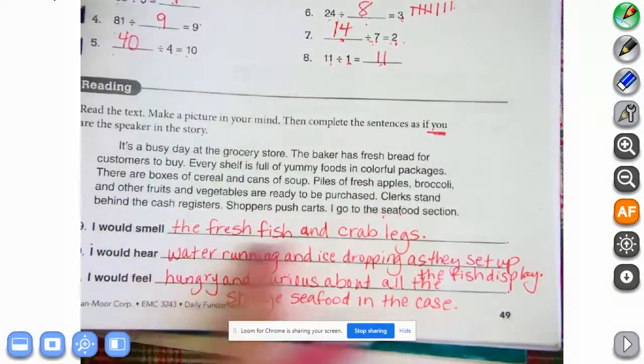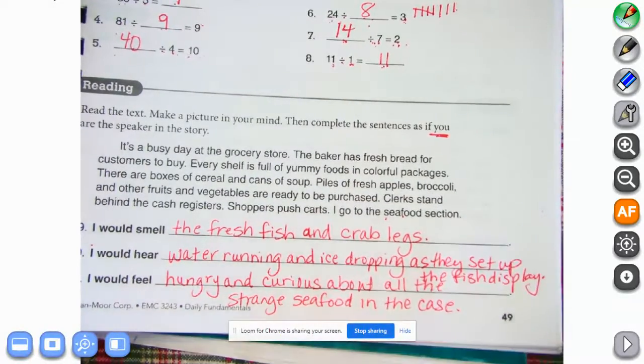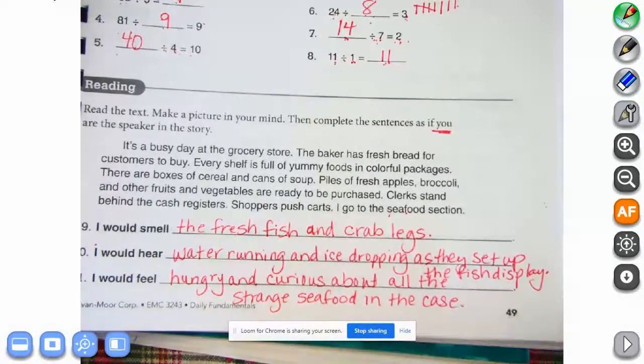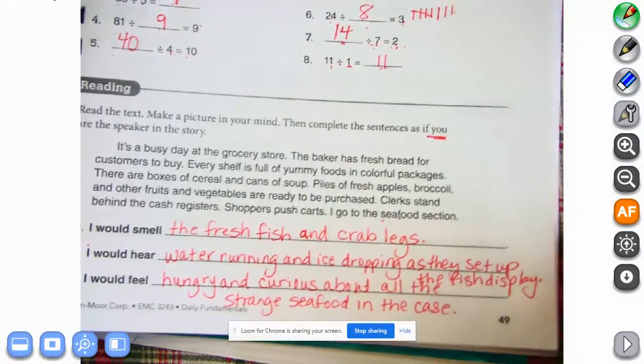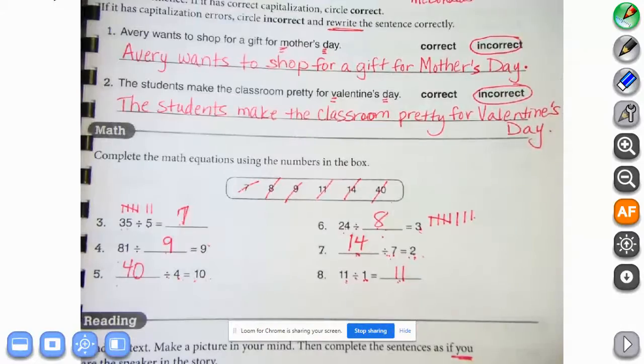I would smell the fresh fish and crab legs. I would hear water running and ice dropping as they set up the fish display. I would feel hungry and curious about all the strange seafood in the case. All right, make sure you have everything finished, everything corrected. If not, go back and make your corrections.